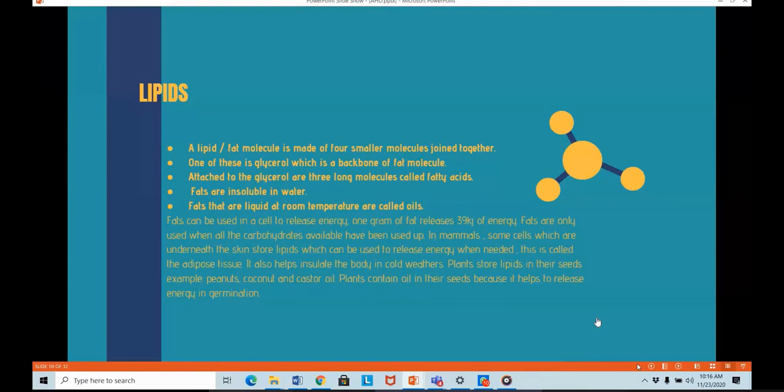Lipids. Lipids are like one glycerol atom joined with three fatty acids. And they're used to release energy when all the carbohydrates are used up. 1 gram of fat releases 39 kilojoules of energy.